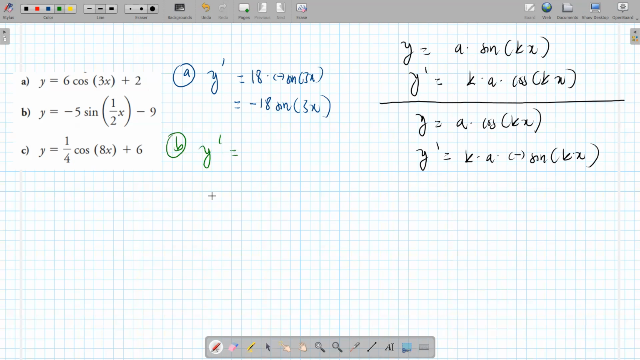What's y prime for B? You have a sine, right? Pull out the 1 over 2. You get negative 2.5. And what does the sine become? Cosine. That's it, and you're done.